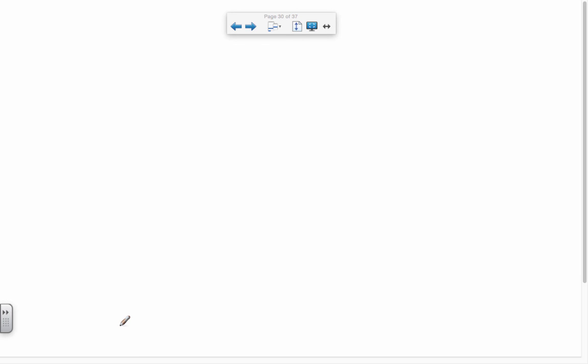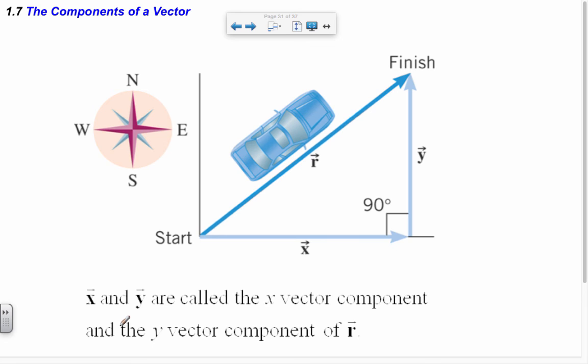Okay? So we're going to stop there, and next lesson we'll talk about the components of a vector, and we'll go on from there.